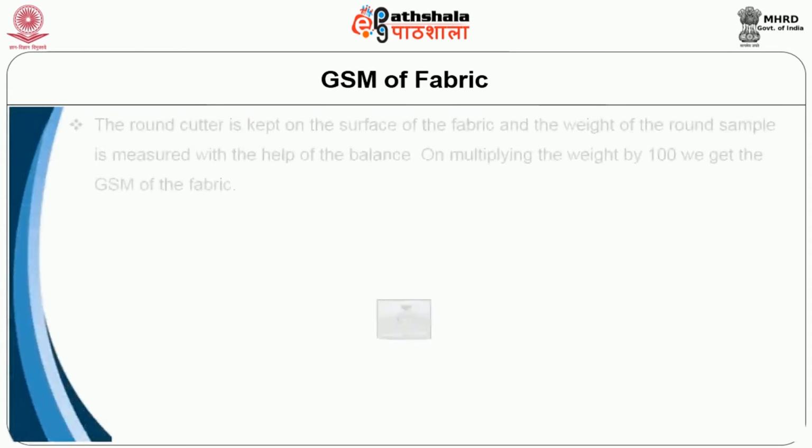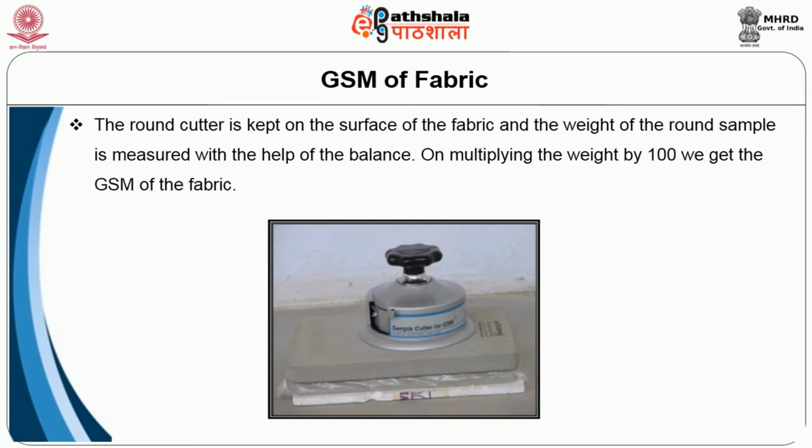Similarly, the grams per square meter of the fabric is going to be tested. The grams per square meter of the fabric is used to determine whether the fabric is heavy or light. For the grams per square meter we have to use a GSM cutter. It is a round cutter kept on the surface of the fabric, and the weight of the round sample is measured with the help of a balance. On multiplying the weight by 100 we get the GSM of the fabric.